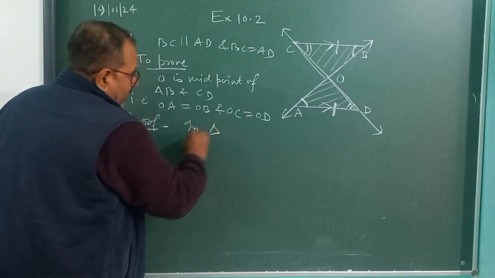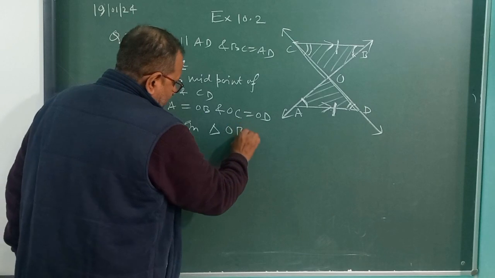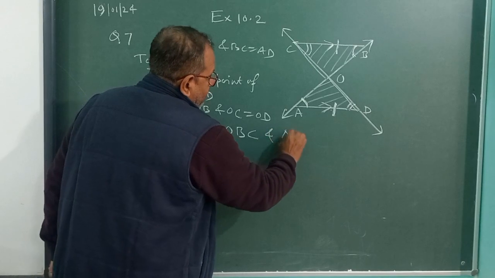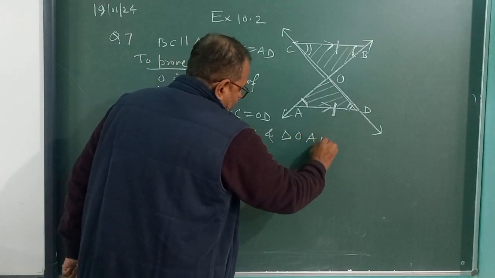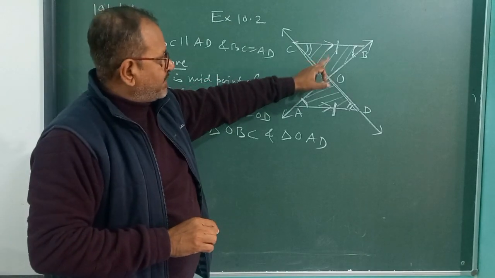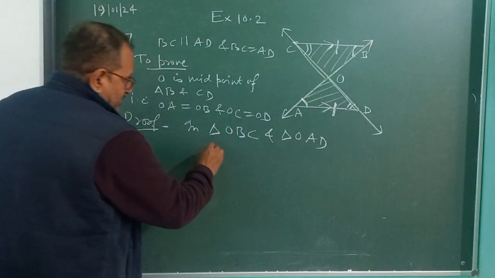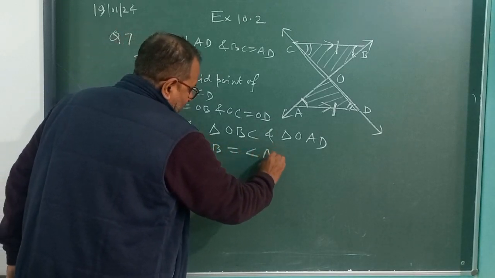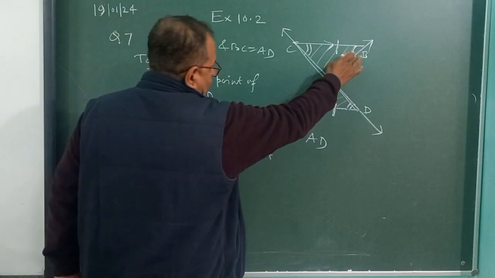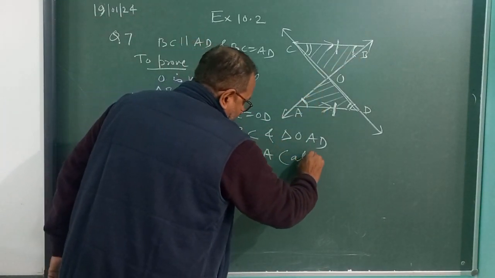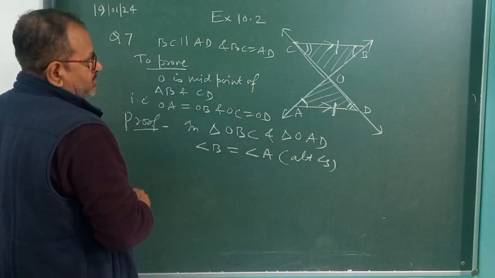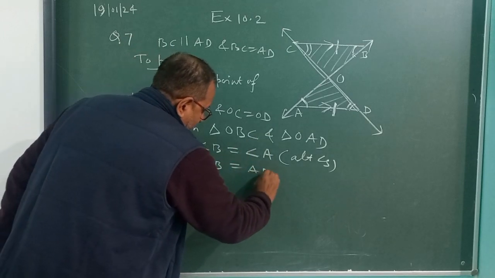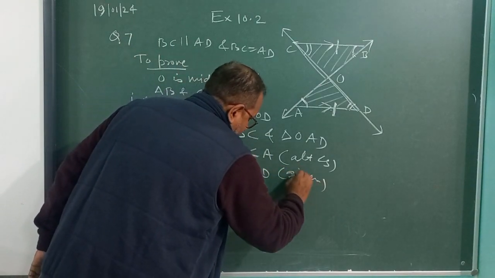Right. In triangle OBC and triangle OAD, OBC upper triangle, OAD lower triangle. So we can write angle B is equal to angle A. Angle B is equal to angle A. Reason, alternate angles. CB and AD are equal. CB is equal to AD. It is given equal.